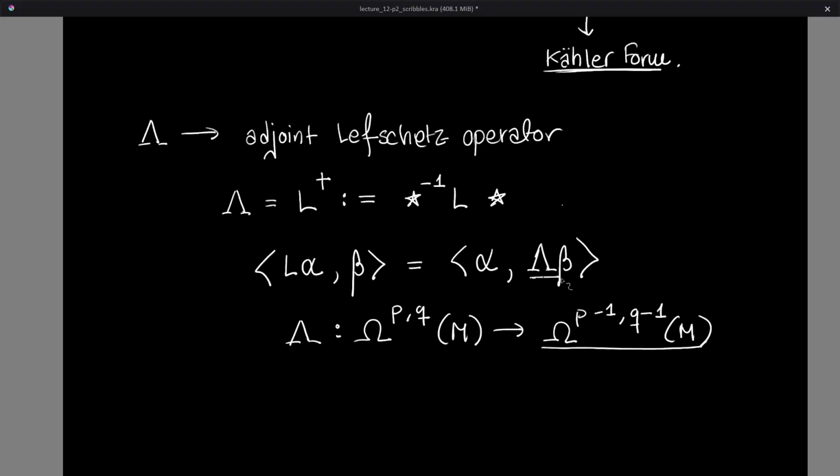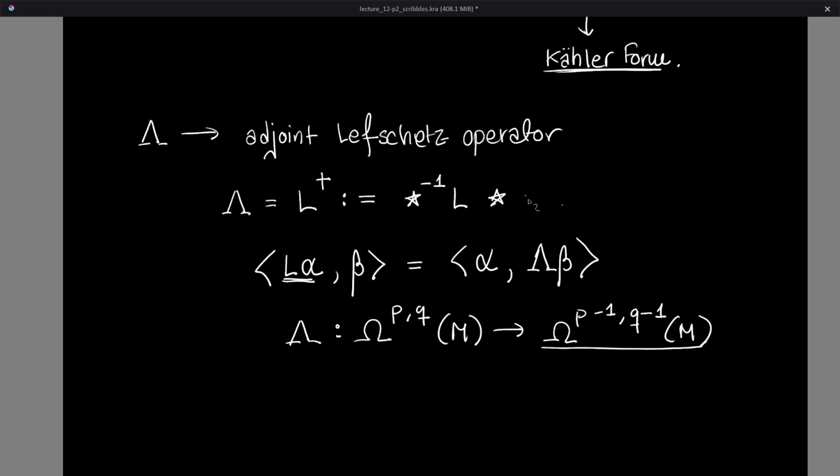So lambda acts in such a way that its inner product with alpha would give you the same thing as if you increased alpha by 2 degrees and wedged it with the omega fundamental form of the Hermitian manifold. So it's not exactly removing an omega, it's more like removing something that has the same effect as adding an omega on the other side.